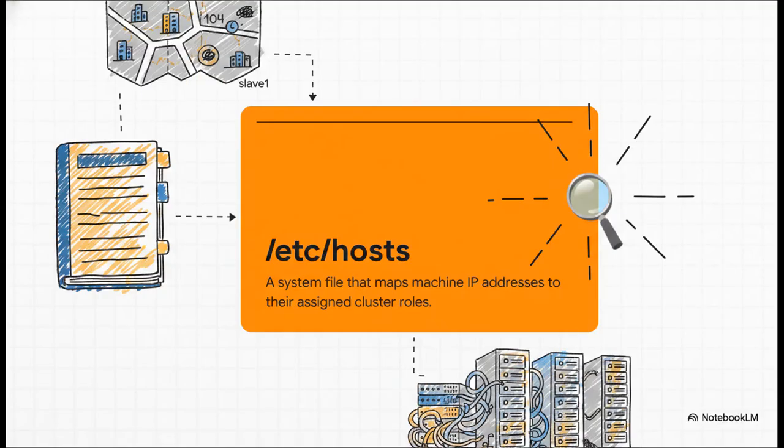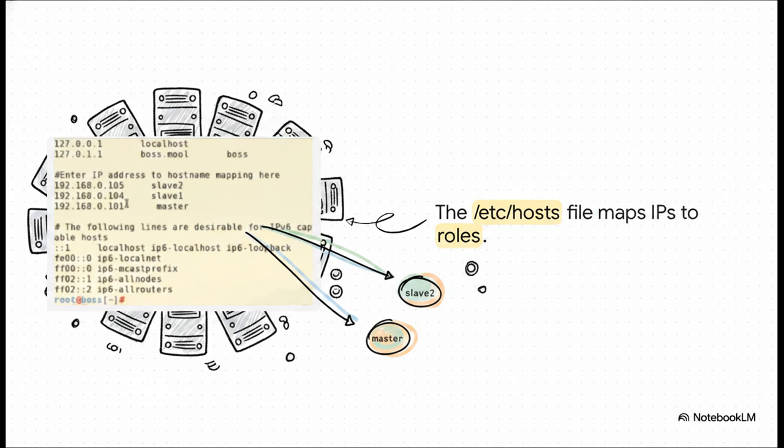All right, on to section 4, network mapping with the /etc/hosts file, or how nodes actually communicate. So how do these isolated machines actually find each other? Well, to put it simply, the etc hosts file is a system file that holds the critical mapping of a machine's IP address to its assigned cluster role. It's literally the contact book for your cluster communication. Without this specific file, Hadoop would have absolutely no idea that, say, slave 1 is actually the machine sitting at IP address 104.